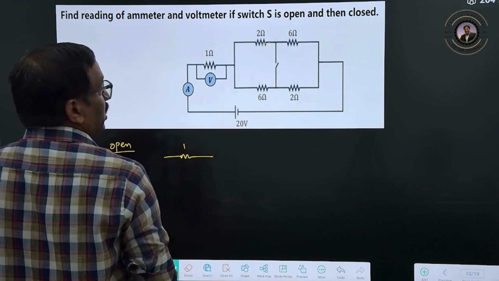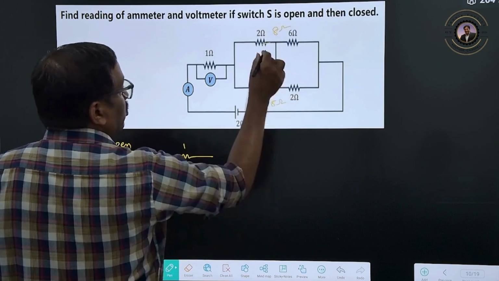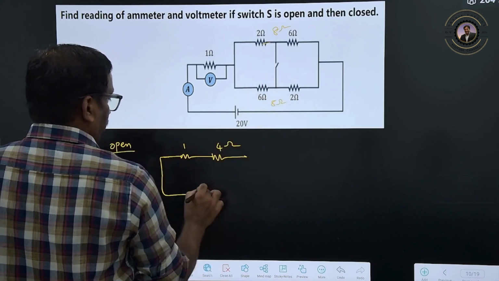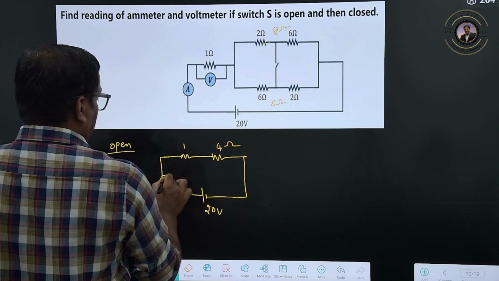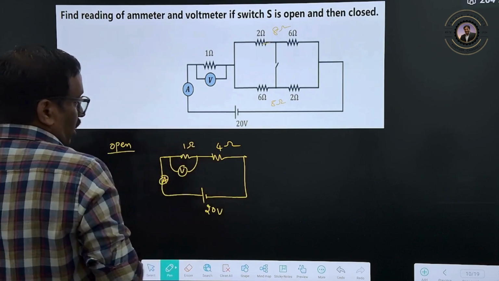Therefore these two are in series. So this will be 8 ohms and this also 8 ohms, in parallel, so this becomes 4 ohms. Now this is 20 volts. Therefore here are the ammeter and voltmeter. Clear? Right.